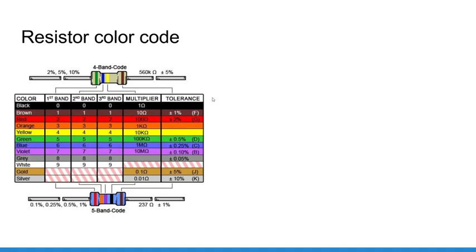And if you have a 5-band resistor, then you don't take 2 bands to make the first number, but you take 3 bands. So if you have 2, 2, and 2, let's say you have red, red, and red, then you have 222. And then if you have a multiplier, let's say brown, so you will have 222 times 10, which makes 2,220 ohm. And then the tolerance.